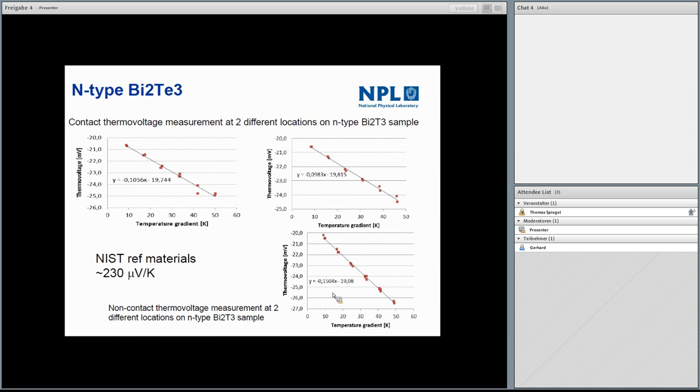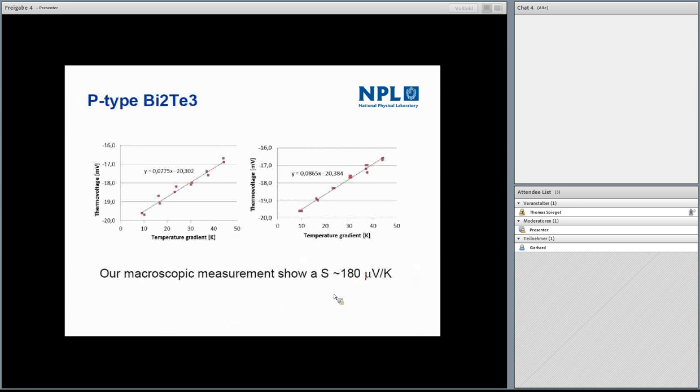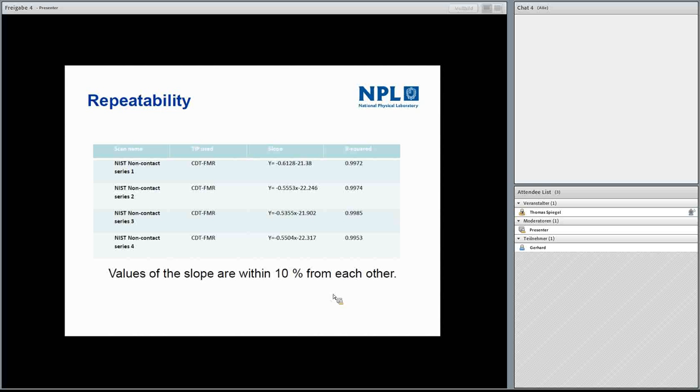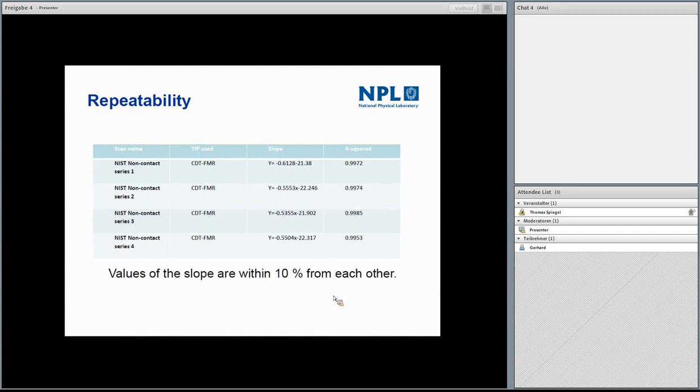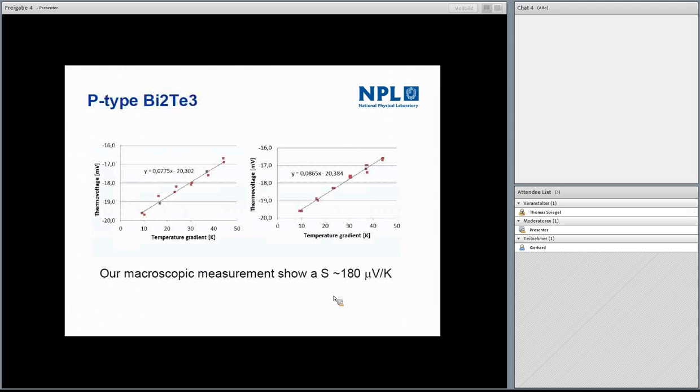It's much bigger in general, because we have less heating of the tip. But again, it's not so much the accuracy here as the fact that it is relatively reproducible for different values, and each time you do the measurement for the same tip, you have less than 10% variation.